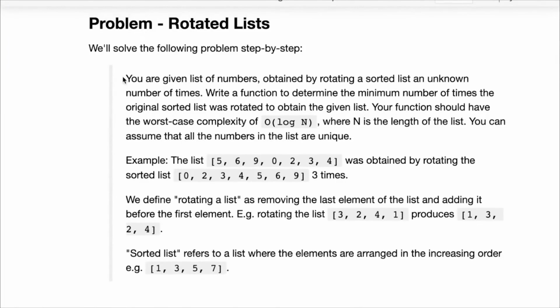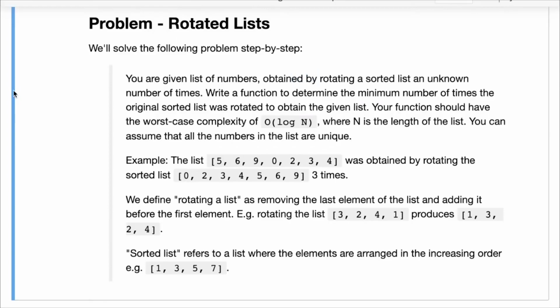You are given a list of numbers obtained by rotating a sorted list an unknown number of times. Okay, so we have two new terms here, rotating a sorted list. And don't worry if you don't know what that means. Normally, if you see any new terms in a problem, they will be explained somewhere within the problem itself. For instance, here you can see that there's a definition. We define rotating a list as removing the last element of the list and adding it before the first element.